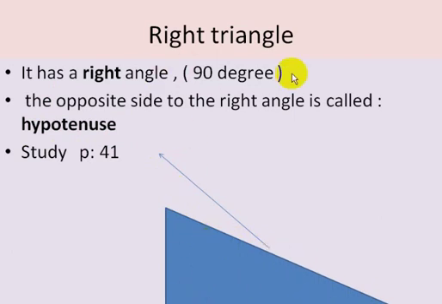So in the right triangle, we have a right angle equal to 90 degrees, and the opposite side, this side, is called the hypotenuse because it's opposite to the right angle. So you can open page 41 and study the three types of triangles.